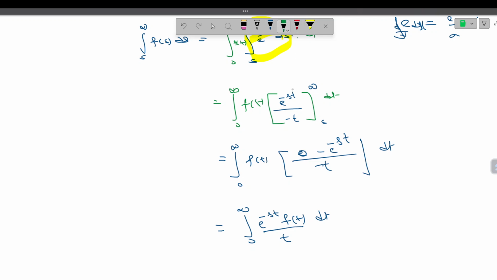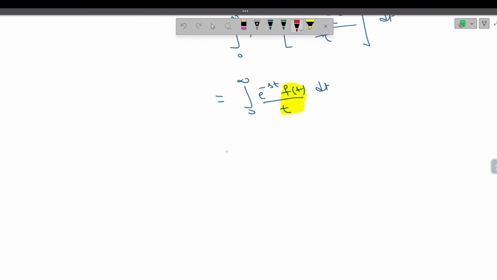So always what we have, let me write down this. This is f of t that will be there in the integration for the Laplace. Now it is f of t by t. So e to the power of minus st f of t by t is nothing but the Laplace transformation of f of t by t. And this is the integral from s to infinity of F of s ds.